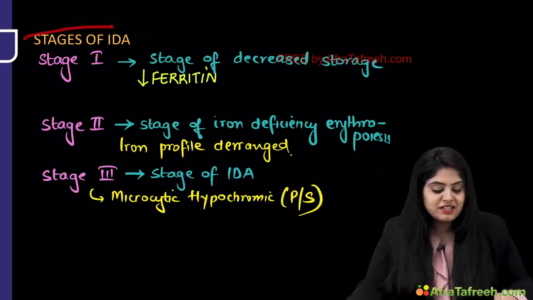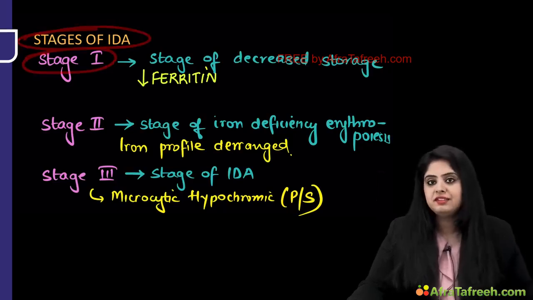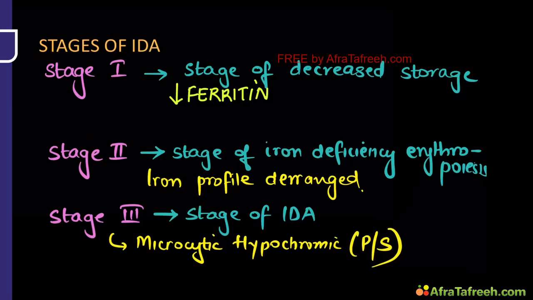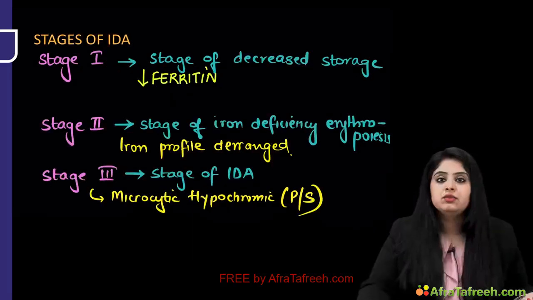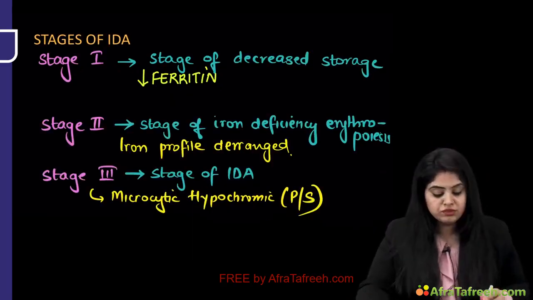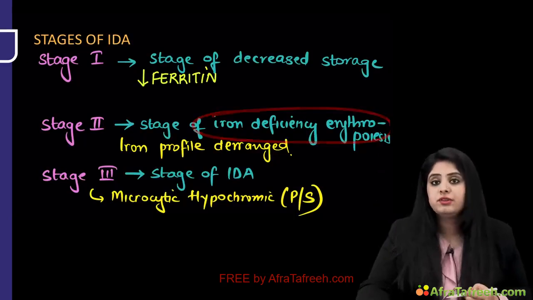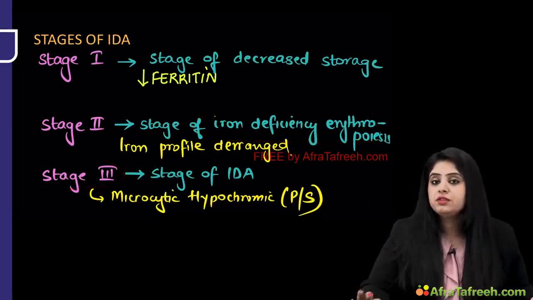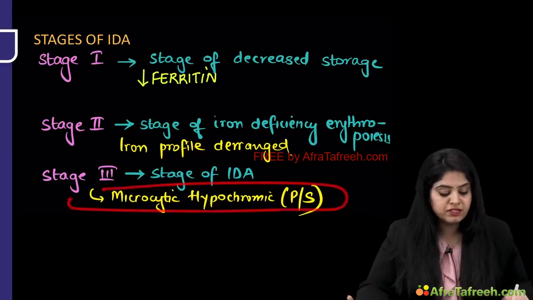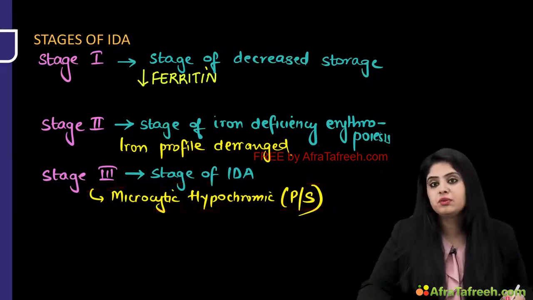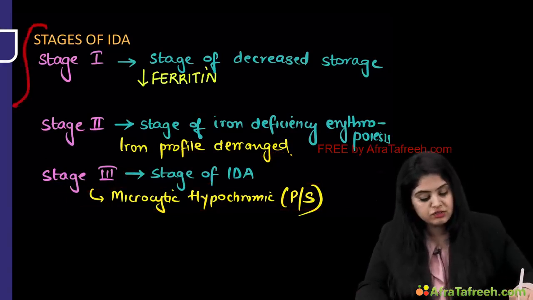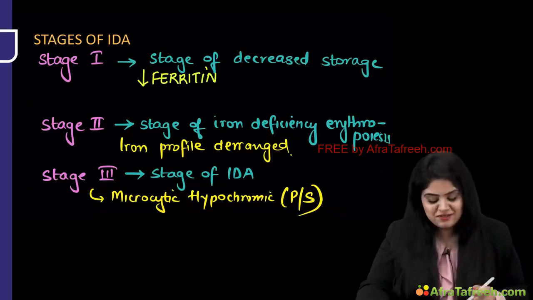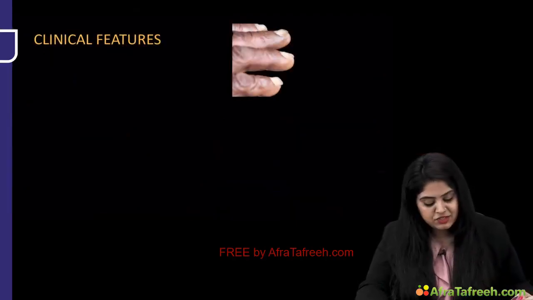So what are the stages of iron deficiency anemia? First, only your bank balance is low, your ferritin storage is low. Second, then the money in your hand is also less. In the second stage, you can't buy good books and good clothes. This means the iron deficient erythropoiesis has started. And in stage 3, everyone around you, your friends and family, can see that you are super broke, because now everyone can see under the microscope that this is microcytic hypochromic anemia. These are the 3 stages. So now when you read this stage and everyone around you can see that this is a case of iron deficiency, what are the clinical features that you are going to see?